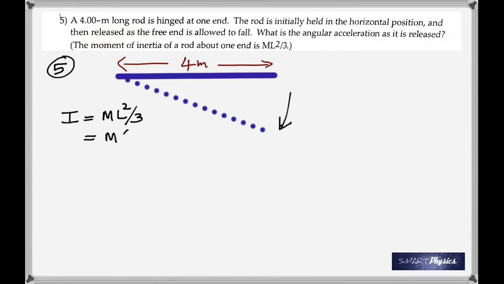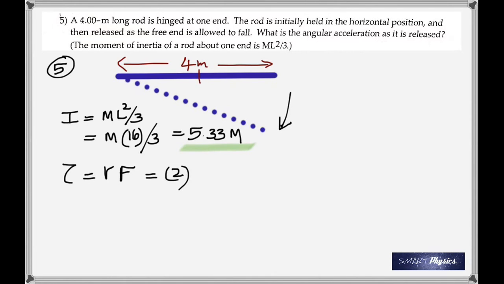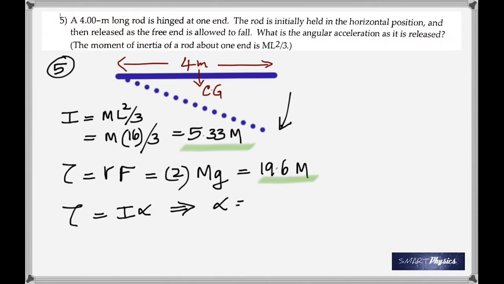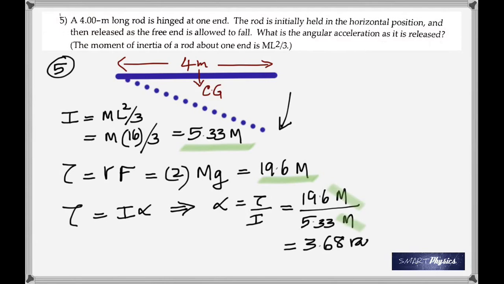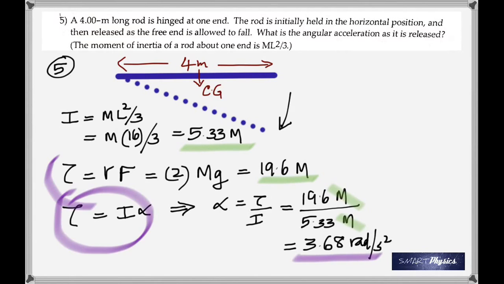I is ml squared by 3. I get the I first. Torque is R times F, which I already told you, 2 times mg, 19.6 m. And torque is I alpha. Therefore, alpha is tau by I. But I know that tau is 19.6 m and I is 5.33. The m cancels out. 3.68 radians per second squared. This is what I call a good question.